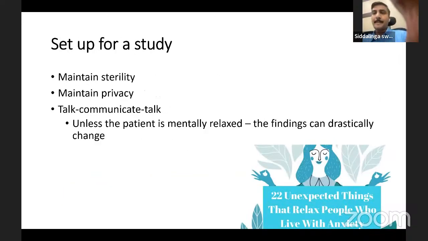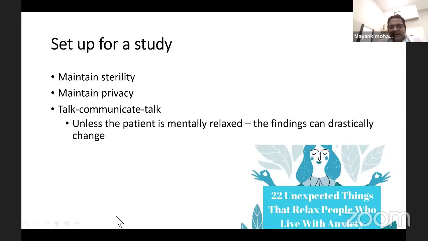Right, sir. Now, setting up for a study, you have to maintain sterility, and this is the first thing. Those who want to learn urodynamics, please maintain sterility. Please maintain privacy of the patient, and it is a good practice to communicate and talk with the patient all along the study. Just imagine a patient who has so many catheters here and there. There are people around, and you are giving dry, unpassionate instructions and you tell the patient to stay mentally relaxed. How will the patient be mentally relaxed? You have to keep talking to the patient, isn't it? That discomfort has to go by talking.